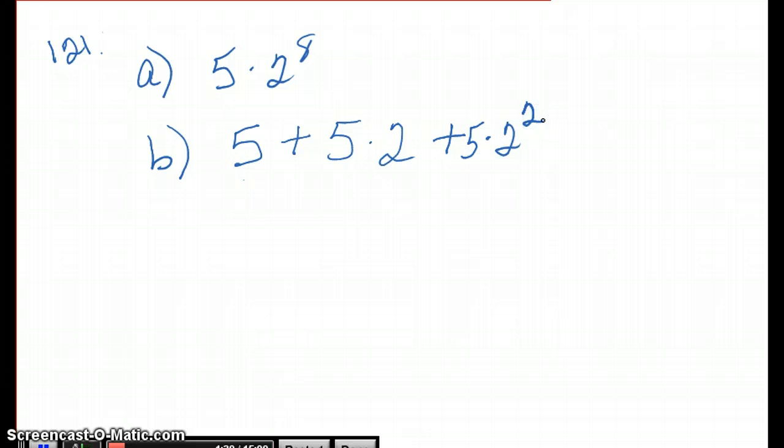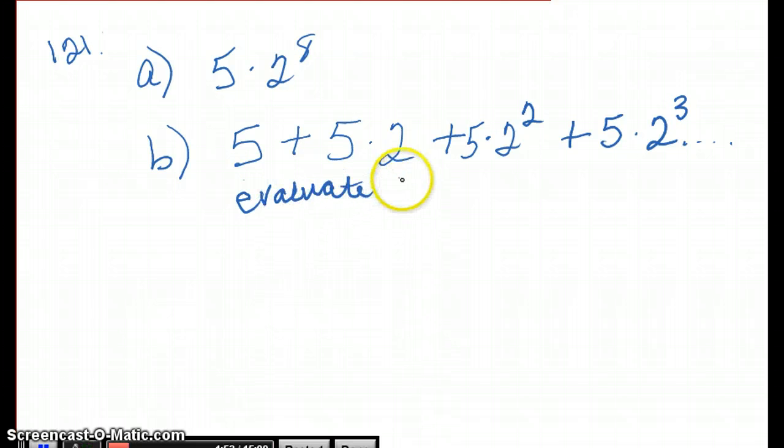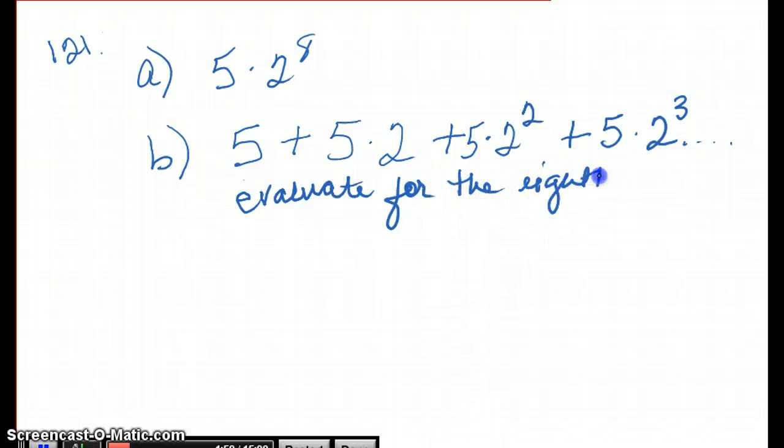That would be double his bet. His next bet, take a wild guess, 5 times 2 cubed, and so forth until you get to the 8th bet. And then you will need to evaluate this, evaluate for the 8th bet. So here's your first bet, second bet, third bet. I got halfway through for you, so I think you guys can finish the rest.